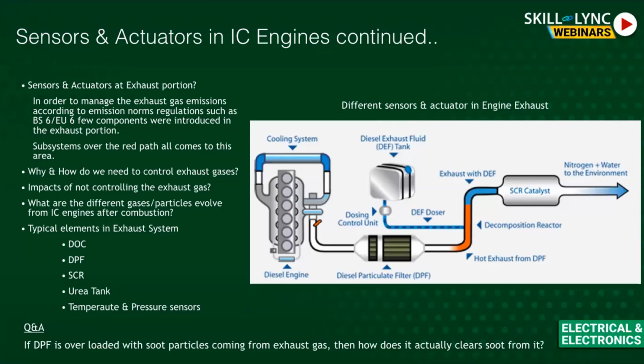So this is how the system, the sensors and actuators in the IC engine, works. I tried to explain most of it, and below on the left side you can find some information which I gave through the session. What are the different components: DOC, DPF, SCR, urea tank, temperature and pressure sensors. These are all components involved in the exhaust gas treatment, from harmful gases to non-harmful gases. Okay, going to the next slide.